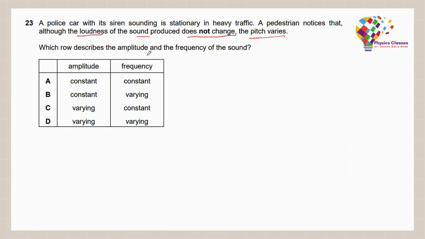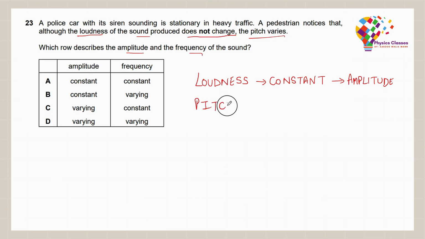Now, for loudness, they told us that the loudness over here is not changing, or we can say that the loudness is constant. Now if the loudness is constant, we know that the loudness depends on the amplitude. Therefore, the amplitude should remain constant. On the other hand, they told us that the pitch varies. That means the pitch is changing. Pitch, on the other hand, depends on the frequency. So if the pitch is changing, that means that my frequency also has to change.